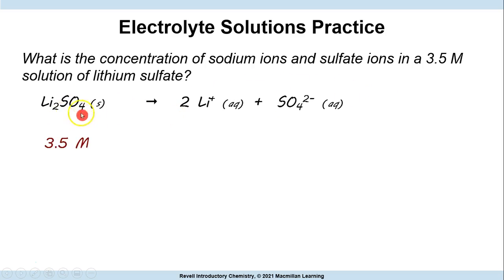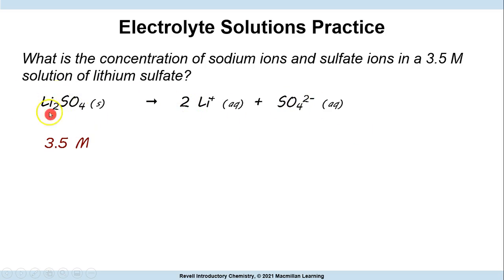So lithium sulfate here dissociates to give us 2 ions for the lithium and 1 sulfate. Remember, it is from the balance, from the compound. So we must have the same number of species on both sides. So 2 lithium, 1 sulfate, 1 sulfate.